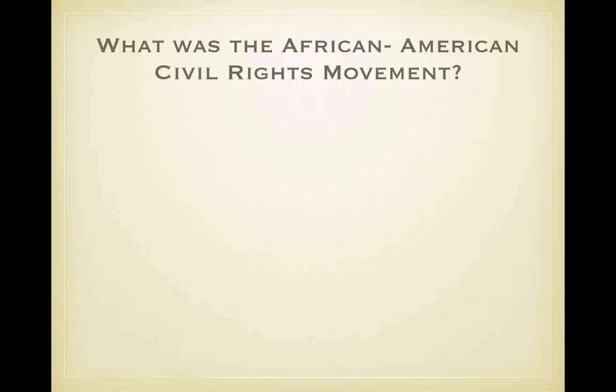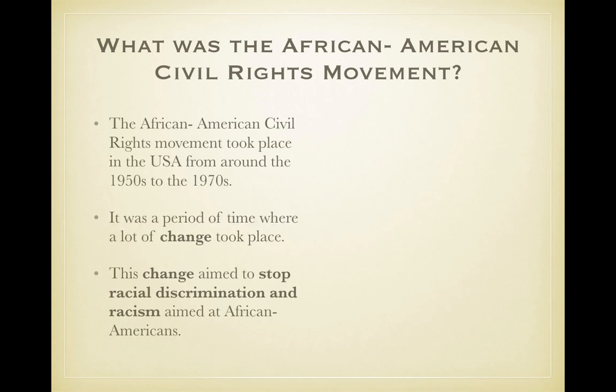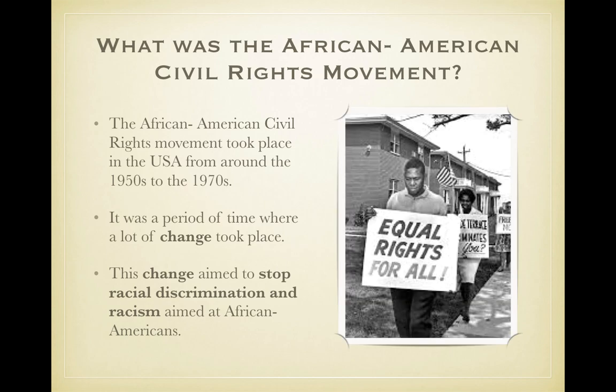So first of all, we'll look at what the American Civil Rights Movement is. The African American Civil Rights Movement took place in the USA from around the 50s to the 70s. It was a period of great change. A lot of change took place within this time, and this change aimed to stop racial discrimination and racism aimed at African Americans.